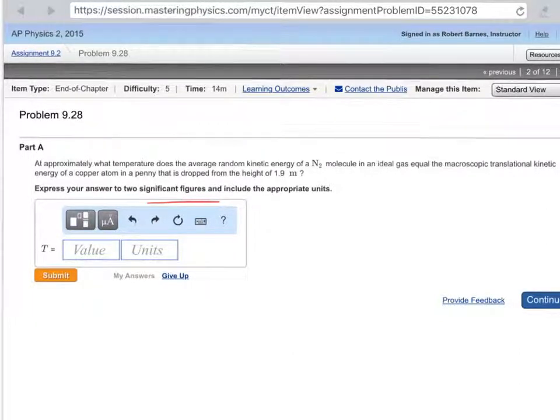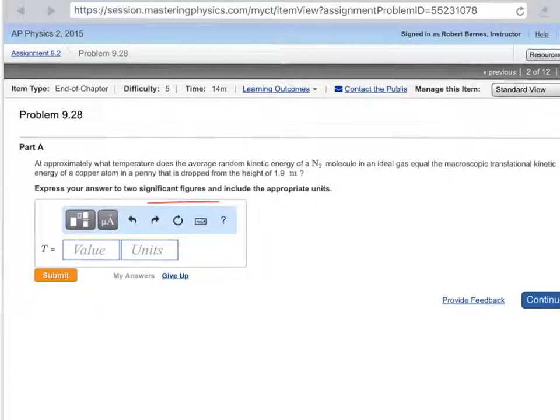Okay, we're doing a screencast of a few Mastering Physics problems: numbers 28, 30, 33, and 38. I'm going to go ahead and do those on the screencast, and hopefully that helps you understand how to do them. So this is number 28.